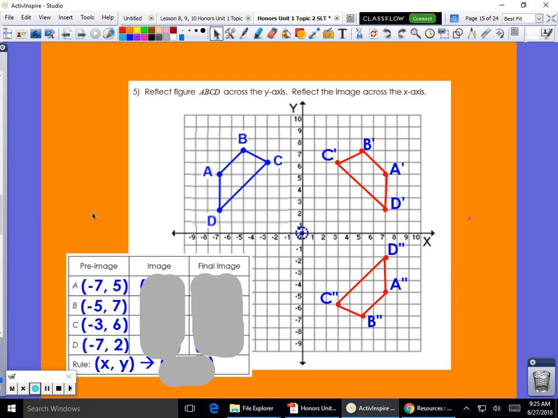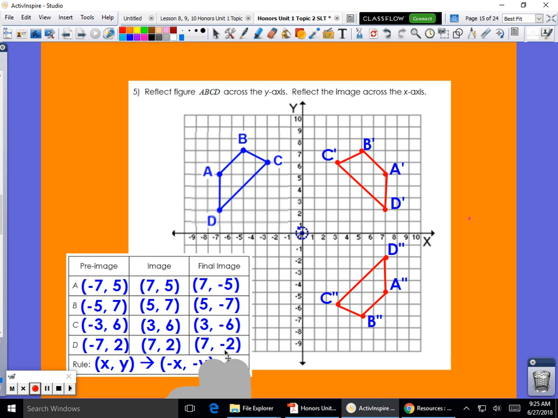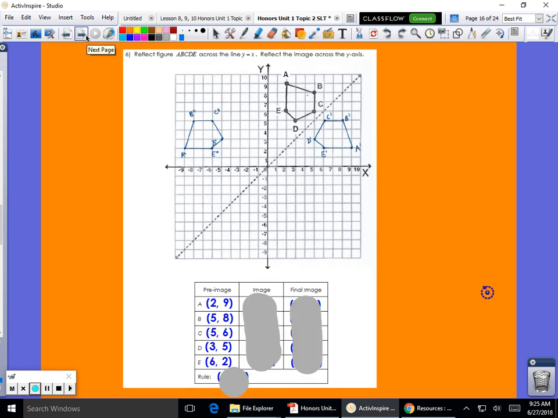All right, our rule ends up looking like this. If you think about it, reflect over the y-axis, this happens. Reflect over the x-axis, this happens. So that's what happens when we rotate 180 degrees. I'm sorry, I think I said rotate. I meant reflect. Reflect over the y-axis, reflect over the x-axis, or rotate 180 degrees. Okay? All right. So you guys have a couple more examples.